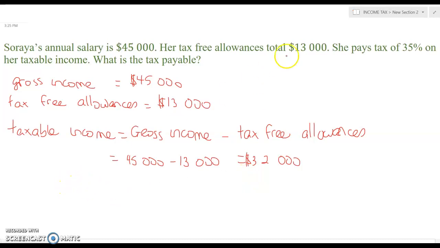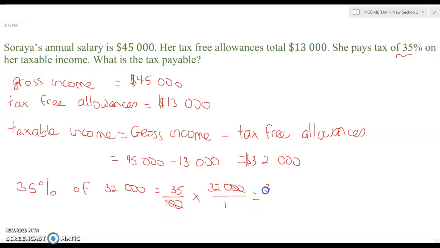And now she pays 35% on her taxable income. So 35% of $32,000, that's 35 over 100 times 32,000. Again, the 2 zeros at the bottom here can cancel with 2 zeros there. We get 35 multiplied by 320, and it just works out, 35 by 320, we will get 11,200. So $11,200 is her tax payable.